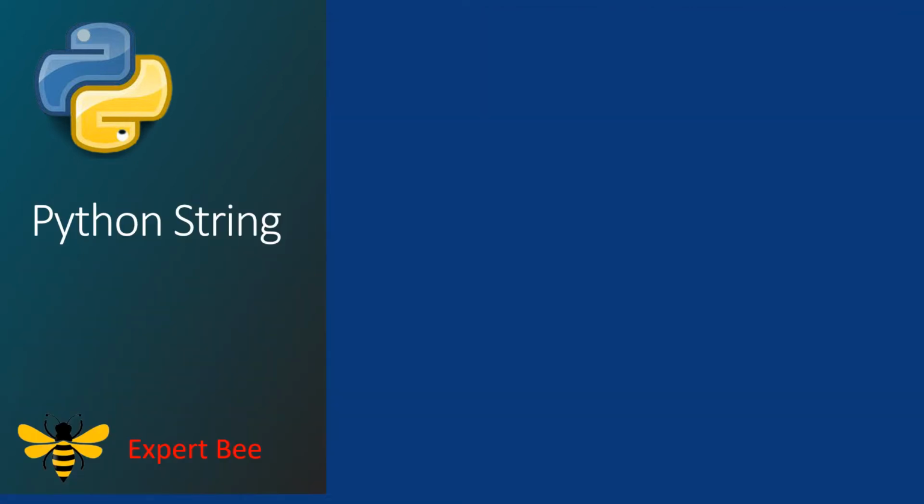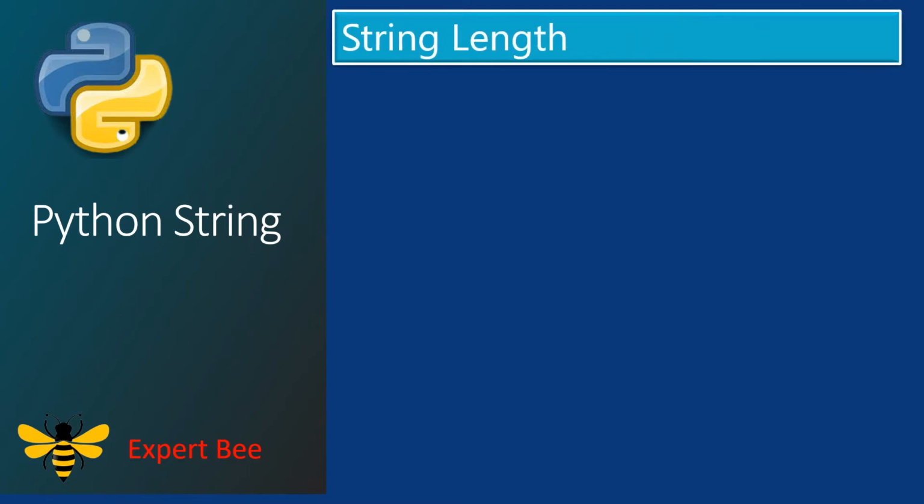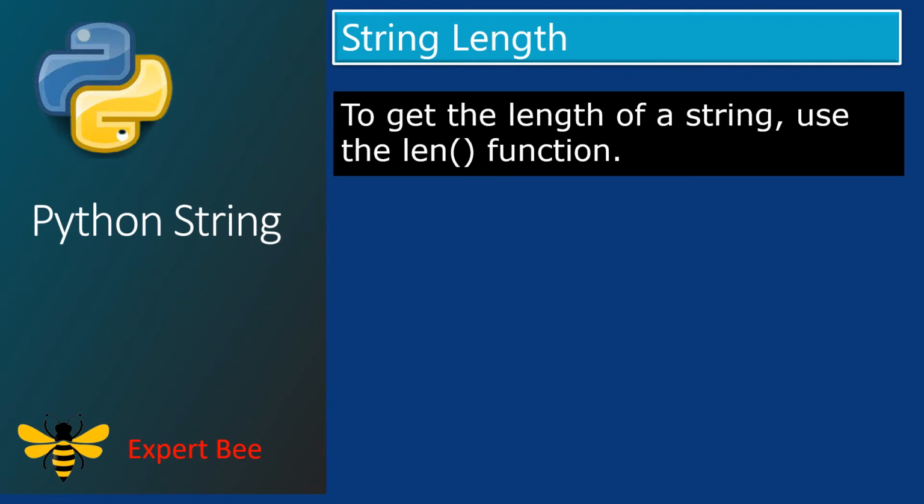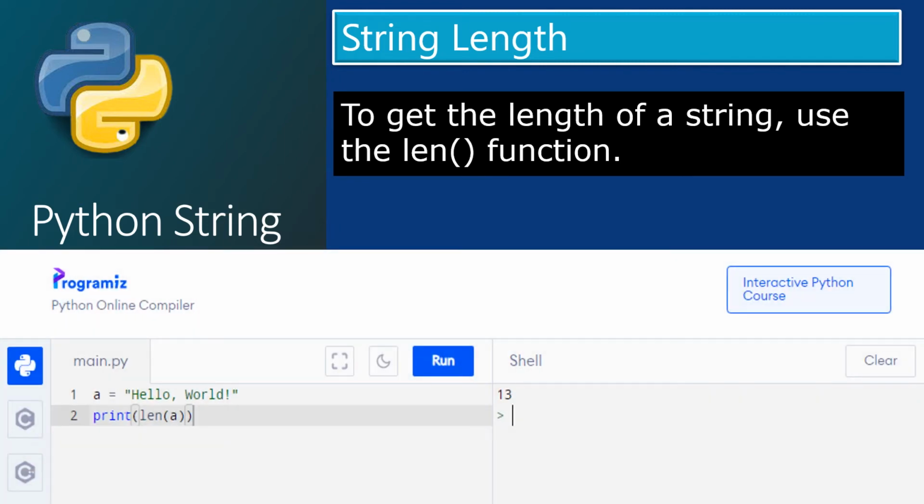Now we will discuss string length. To get the length of a string, use the len function. Use the online compiler, type a equals "Hello, World!". Press enter, then type print len(a). After pressing the run button, you will get 13 as the output. It counts all the characters including punctuation and spaces.